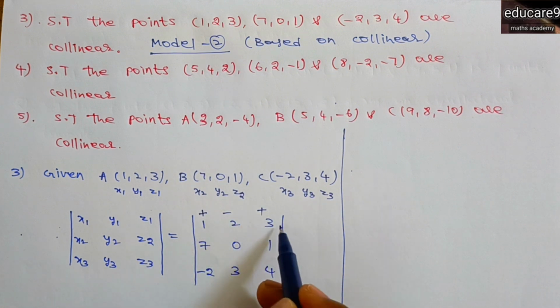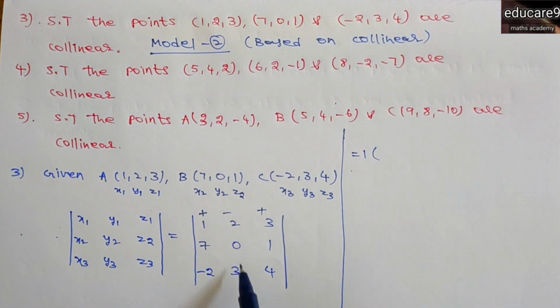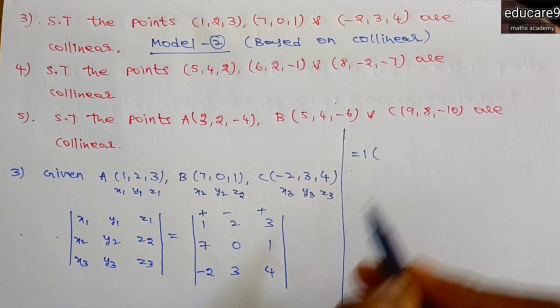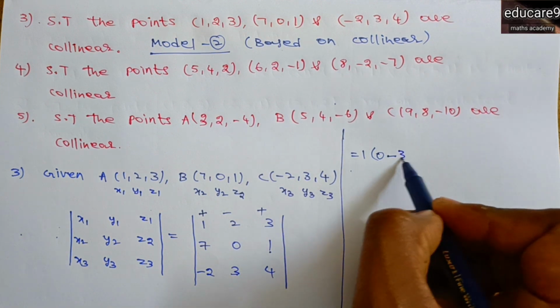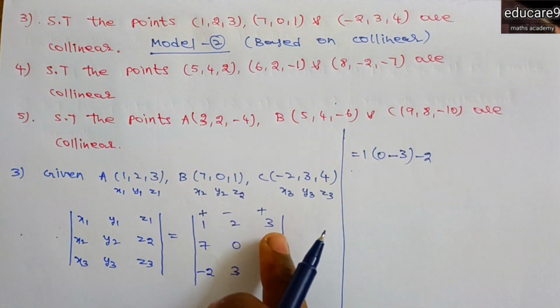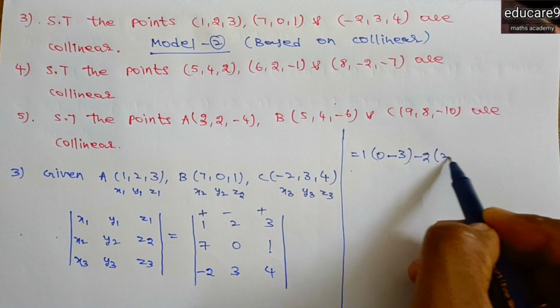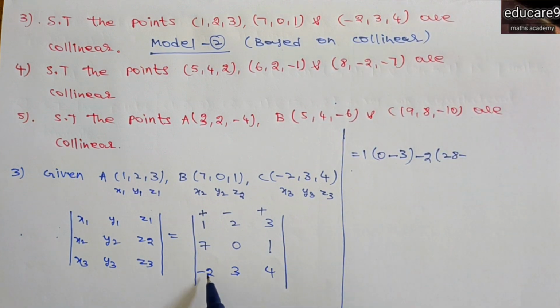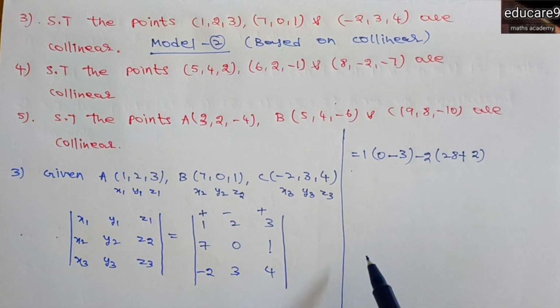So 1 into, delete corresponding row, corresponding column. That is 1 into, what are the elements? 0, 1, 3, 4. After deleting the row and column, we can do cross multiplication. 0 into 4, 0 in between minus, 3 into 1, 3. Second one minus 2. Again deleting corresponding row, corresponding column. Cross multiplication. 7 into 4, 28 in between minus, minus 2 into 1, minus 2. Minus into minus, plus 2.